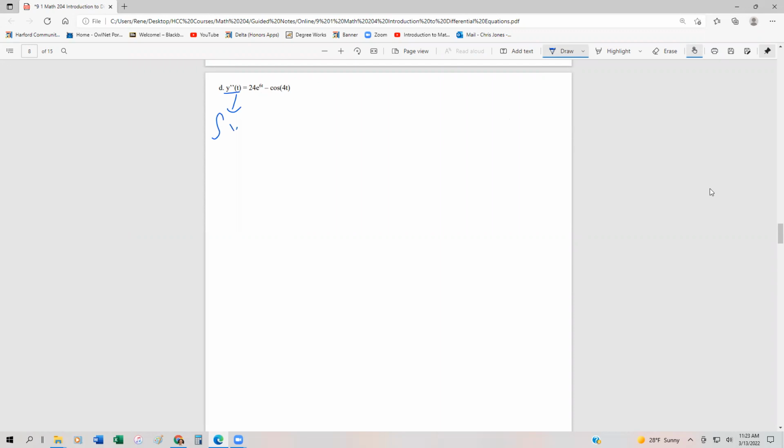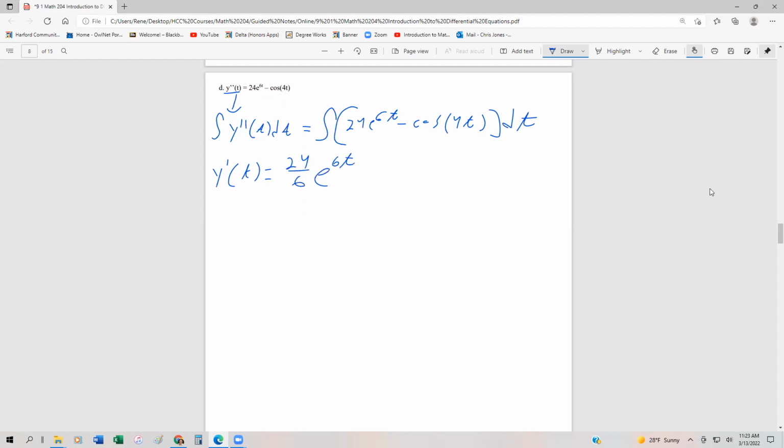So we're just going to integrate y double prime of t with respect to t. That's going to be equal to the integral of 24e to the 6t minus cos of 4t dt. Now, when we take the first antiderivative of the second derivative, that's going to become y prime of t. The antiderivative of 24e to the 6t is going to be 24 over 6 e to the 6t. So remember, we're going backwards from the chain rule. It's an antiderivative.